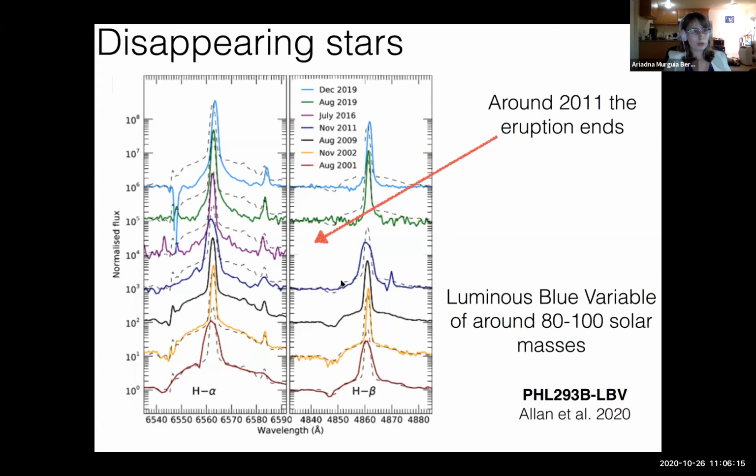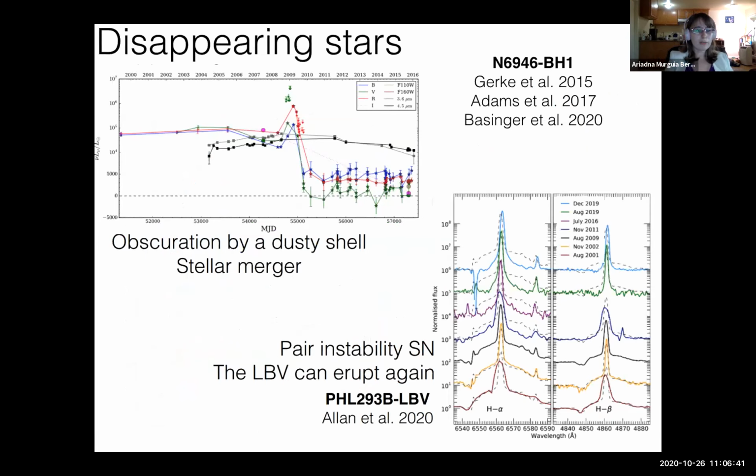What I want you to notice is that at some point in 2011, this star that used to have these wings right here just stops having these wings. This is the luminous blue variable eruption. So this is the signature of the LBV, and it just disappeared. Now, the authors did some radiative transfer modeling, and they concluded that this progenitor is around 80 to 100 solar masses, so it's ginormous.